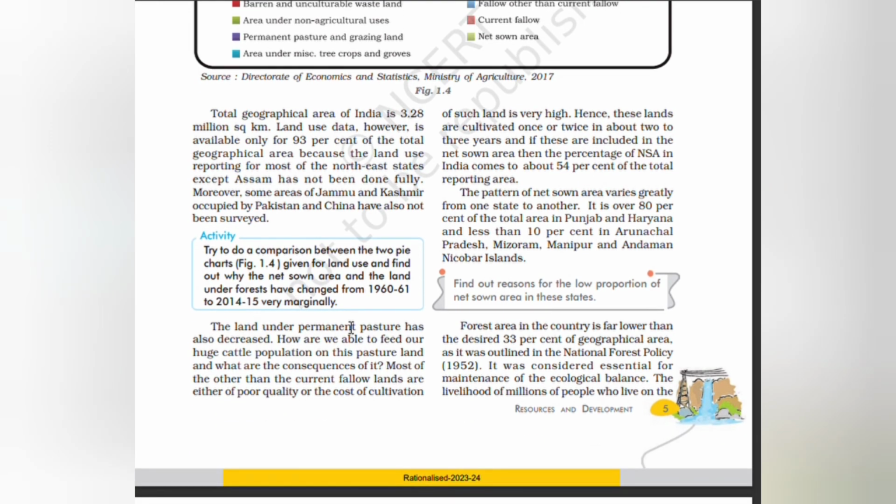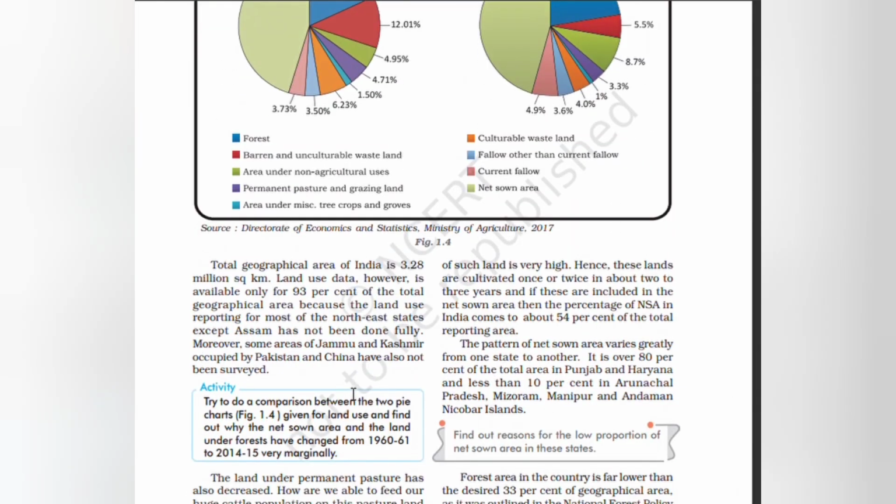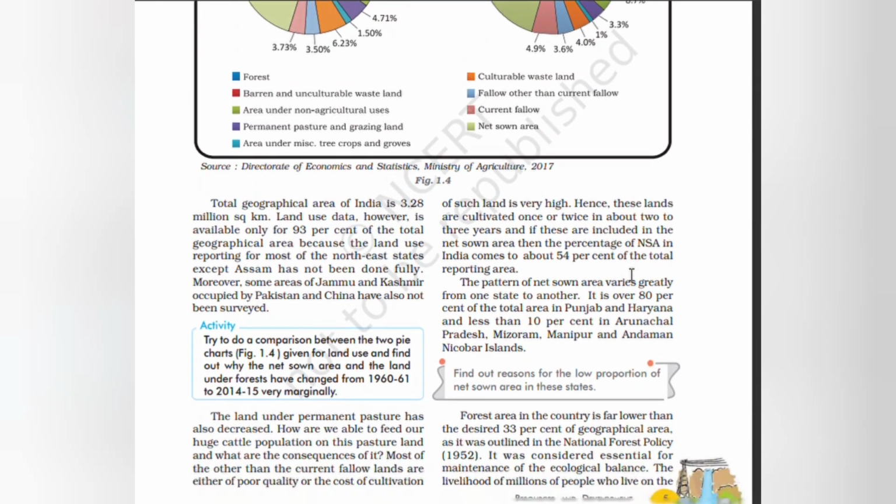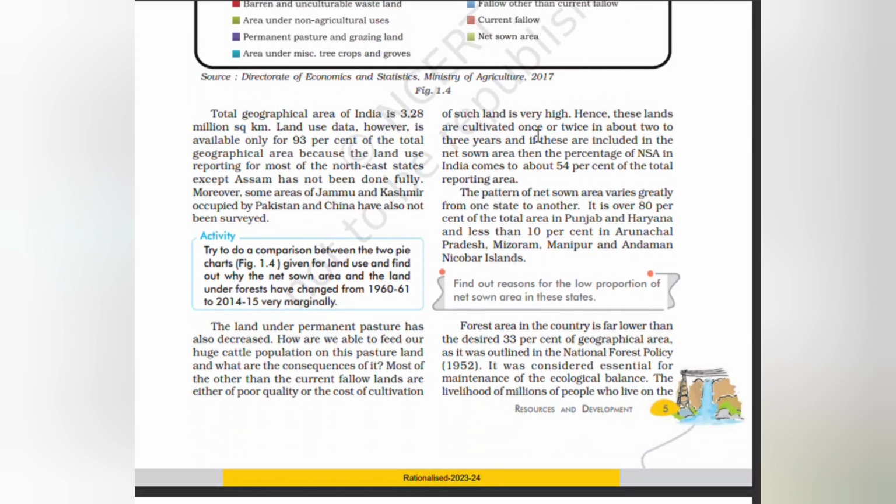The land under permanent pasture has also decreased. How are we able to feed our huge cattle population on the pasture land and what are the consequences of it? Most of the other than the current fallow lands are either of poor quality or the cost of cultivation of such land is very high. Hence, these lands are cultivated once or twice in about 2 to 3 years and if they are included in the net sown area, the percentage of NSA in India comes to about 54% of the total reporting area.